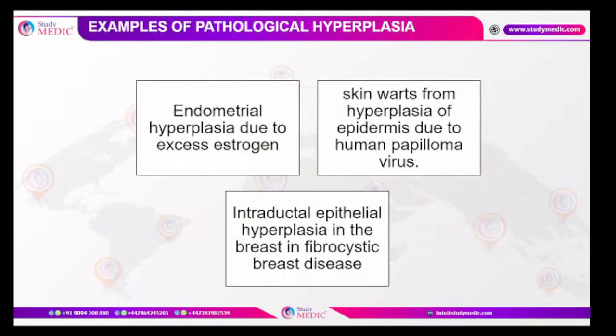Coming to the pathological hyperplasia, whenever there is increased estrogen, like unopposed estrogen when it is given, that would cause an endometrial hyperplasia. So that is pathological. And because of the HPV virus, whenever there are skin warts, that is mainly the hyperplasia of the epidermis. Also the intraductal epithelial hyperplasia, which occurs in the breast in fibrocystic breast disease.